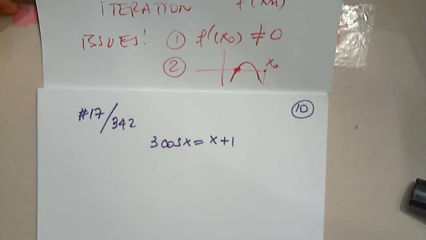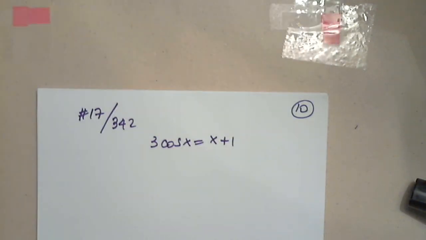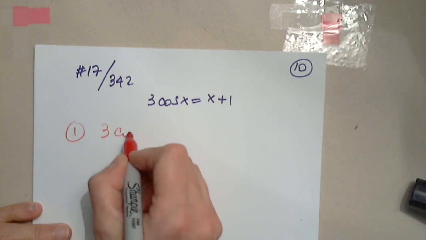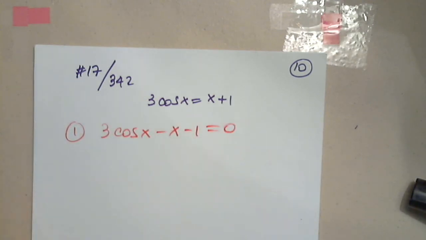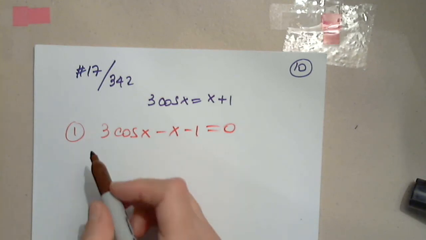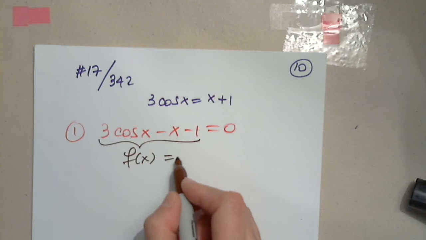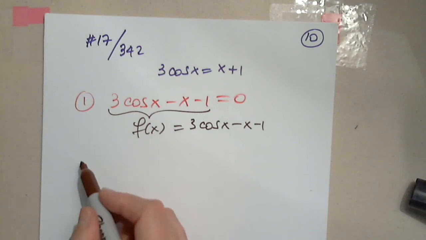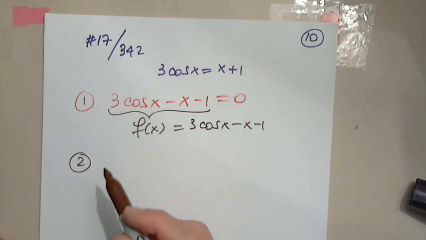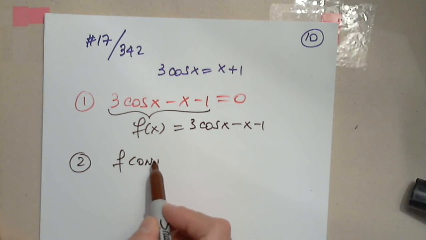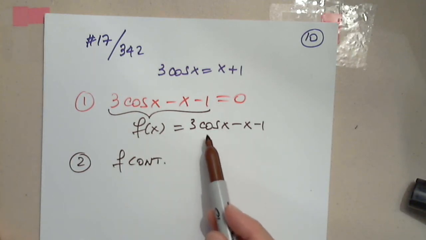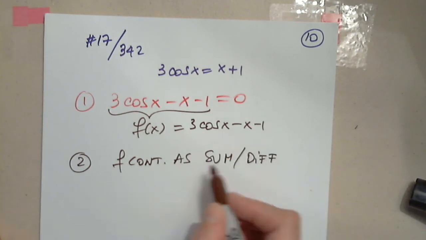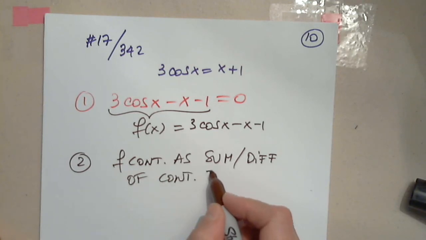So our first step is to create a function. Which function? This function. This is our function, f of x. In step number 2, I have to say that the function is continuous as a sum or difference of continuous functions.